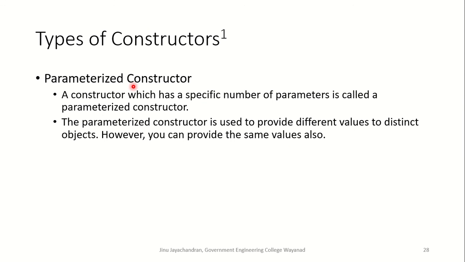Now there is a parameterized constructor. A constructor which has a specific number of parameters is called a parameterized constructor. This a programmer should explicitly define in the class. The parameterized constructor is to provide different values to distinct objects. However, you can provide the same value also.